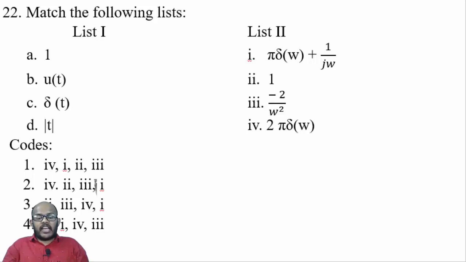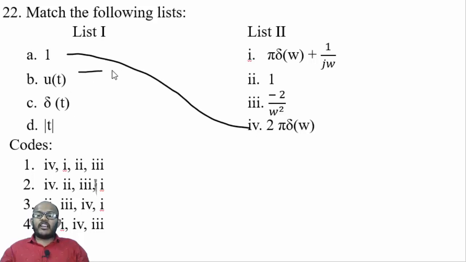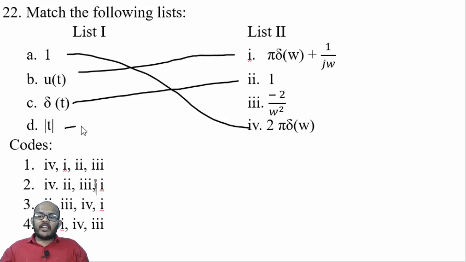22nd question, again match the following. What is the transform? It is 2 pi into delta of omega. For u of t, it is 1 divided by j omega plus pi into delta of omega. For delta of t, it is 1. For mod t, it is minus 2 divided by omega square. So based on this, I will get option 1 as correct.